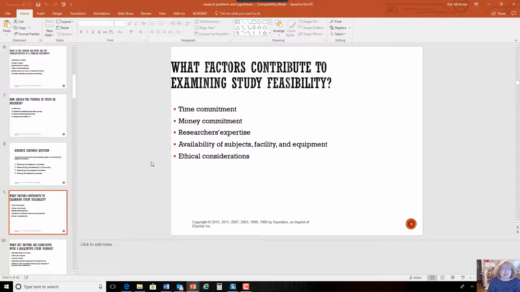And then you want to look at ethical concerns. We'll talk about this a little bit later, but we have very specific ethical guidelines that we have to follow as researchers. And so we have to make sure that we meet all of those requirements and that we protect our patients.